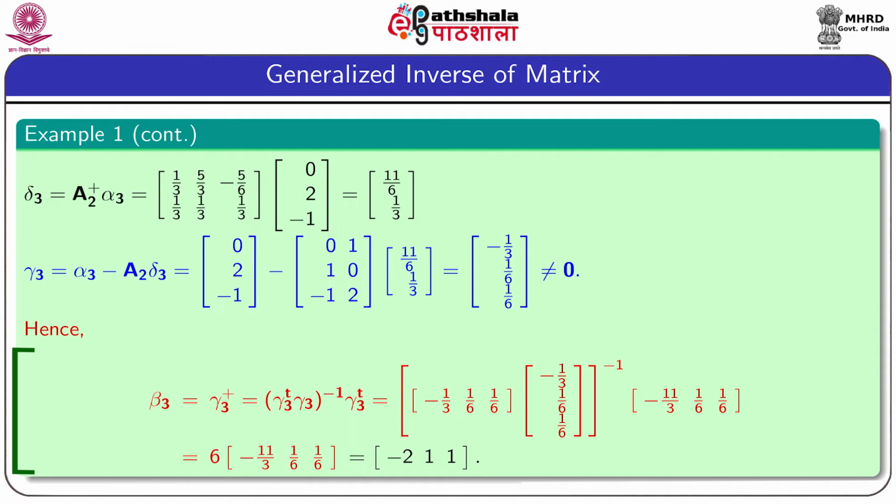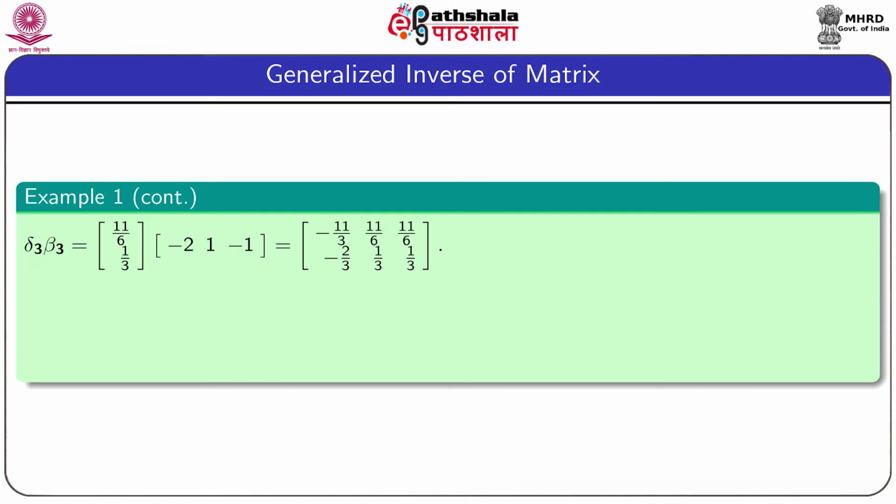Hence, beta 3 equals gamma 3 plus, which is equal to the conventional inverse of gamma 3 transpose gamma 3 into gamma 3 transpose. After simplification, this reduces to a row vector whose elements are 6 into minus 11 by 3, 1 by 6 and 1 by 6. And again, after simplification, it reduces to a row vector whose elements are minus 2, 1, 1. So this is beta 3.